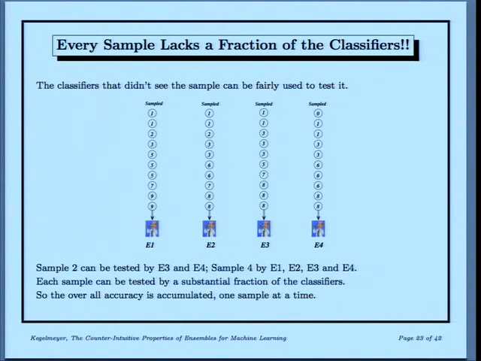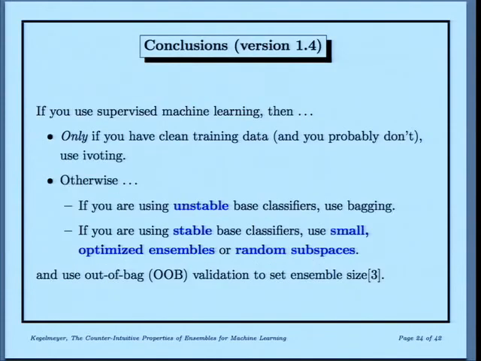So we know what ensemble algorithm to use, which is bagging unless you're really, really a risk taker. And we know how big to make the ensemble. The question is, are we done? And the answer is no, because there are some popular machine learning methods that resist the charms of ensembles.